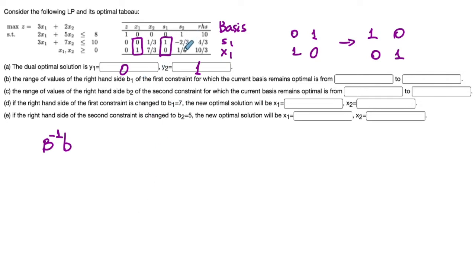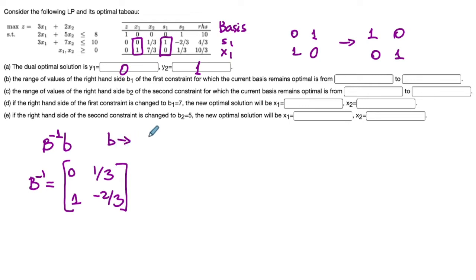Alright, so when I write B inverse, I need to reverse the order of rows. So B inverse is going to be 0, 1/3. So first I write this row right here, and then the second row is going to be 1, -2/3. And now when I compute B inverse times b, our b is modified to 8 plus delta, 10.